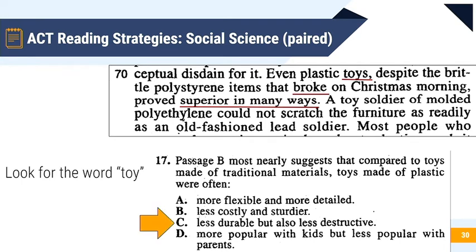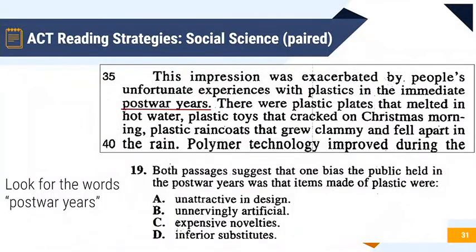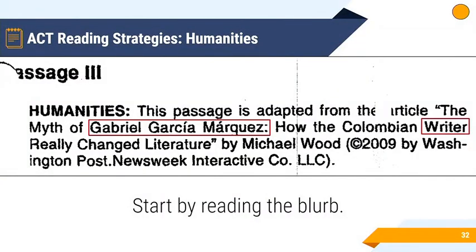So next one says, one bias the public held in the post-war years. I'm going to look for the words post-war years. It says both passages. That means I don't have to look in both of them because it tells me already. It's a hint. It's already in both passages. So I'm just going to find one that has it. It has it here in passage A, and it says post-war years. And it tells me that they melted, they cracked, they grew clammy. So they're inferior substitutes. They're not good. So that's D.